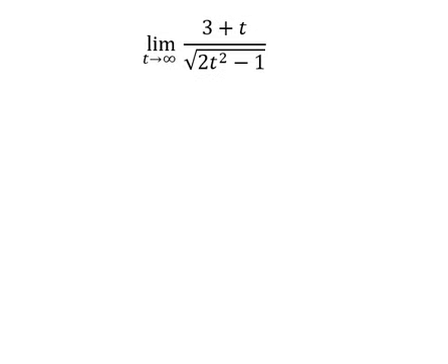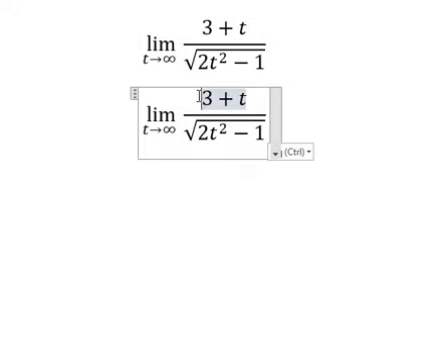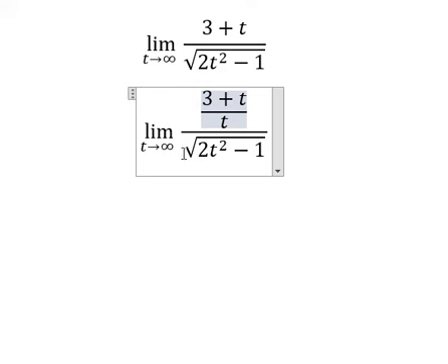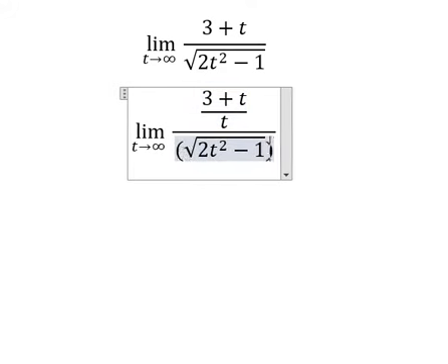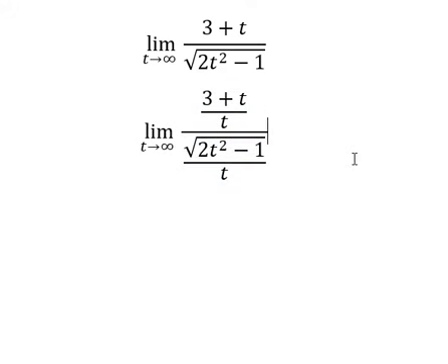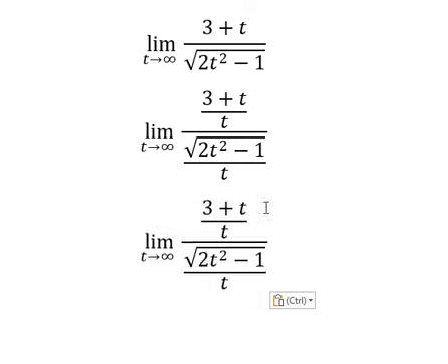Next, we divide by t on numerator and denominator. So 3 divided by t, t divided by t, t divided by t, you get number 1.